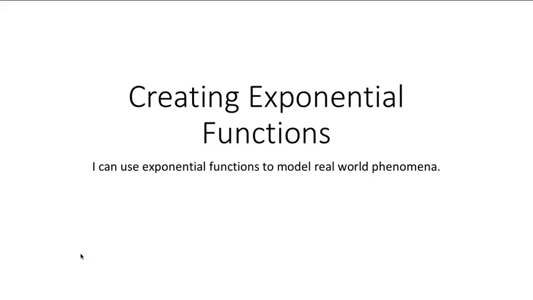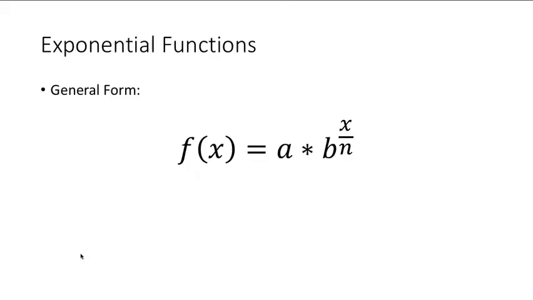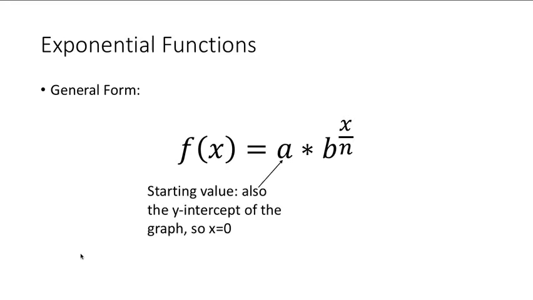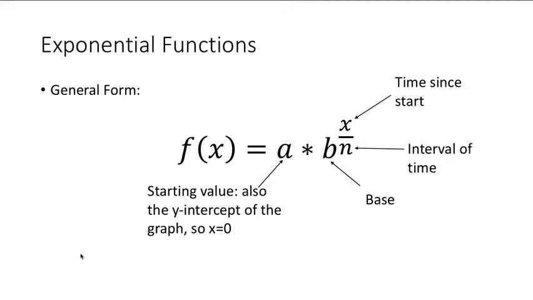from word problems. So let's just remind ourselves of the general form of an exponential function, which we can take as f of x equals a times b to the x over n, where a is the starting value, b is our base, x is the time since the start, and n is whatever interval of time we are looking at. This was just the basic exponential function.